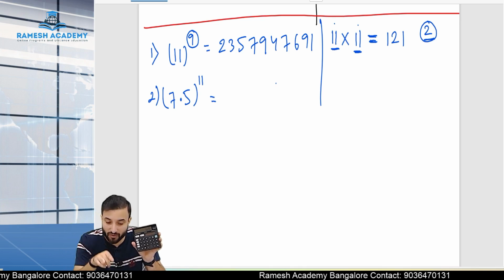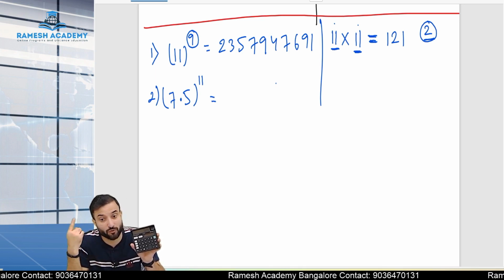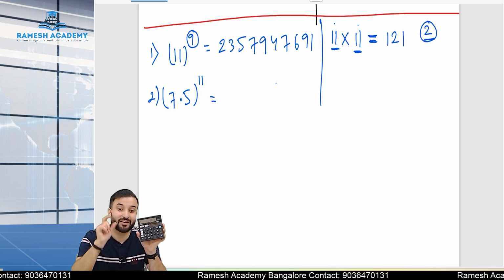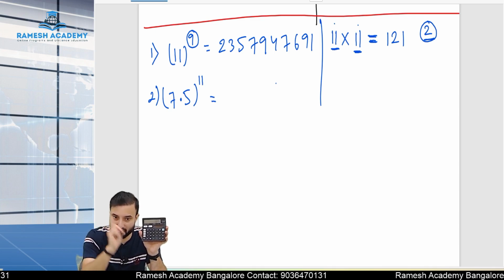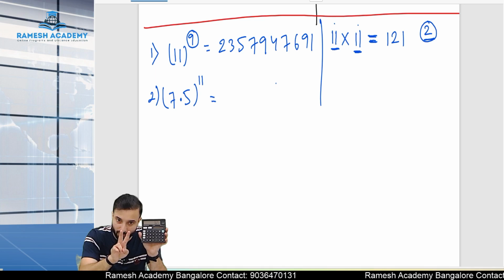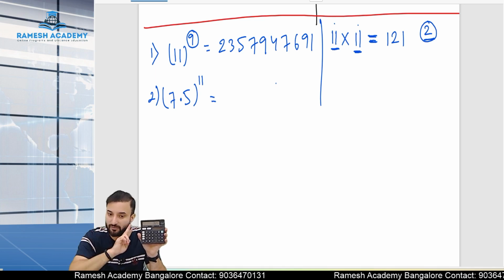Yes, now we have to do 11 times, so the step should be 12. Yes, one more step. So first, the first step is we have to do 7.5 into 7.5 equals, 2 times, done.